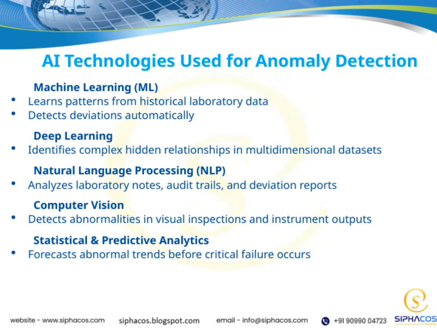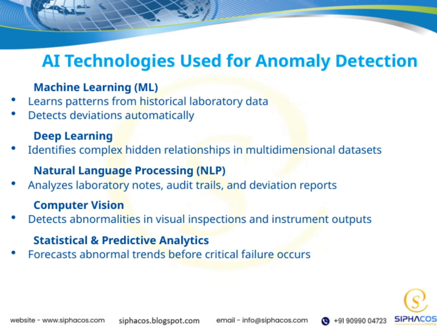Next, natural language processing, or NLP, enables us to analyze laboratory notes, audit trails, and deviation reports. This helps us extract valuable information from unstructured text data, improving our overall detection capabilities. Then, we have computer vision, which detects abnormalities in visual inspections and instrument outputs. Think of it as giving our systems the ability to see and interpret images or visual data accurately.